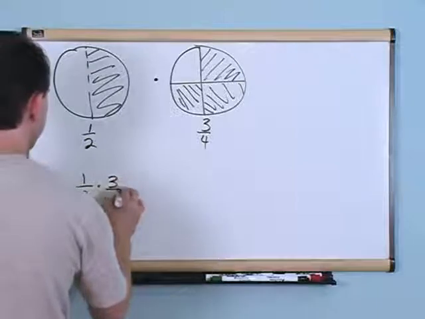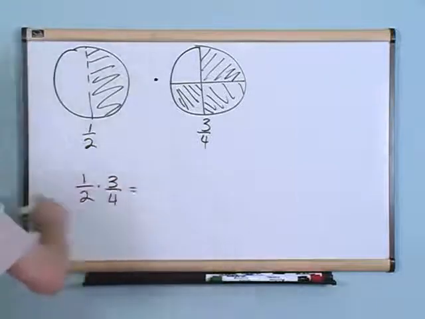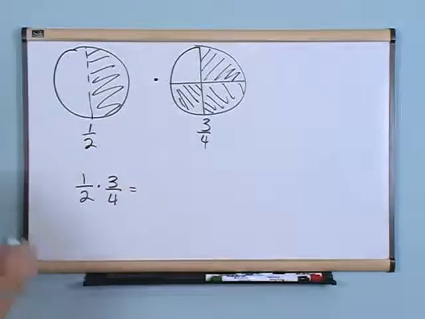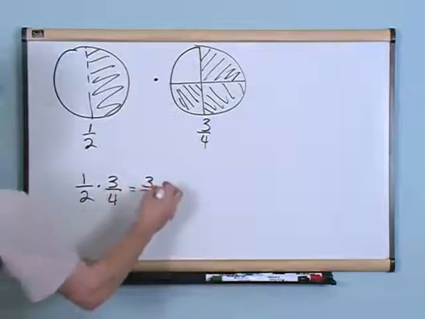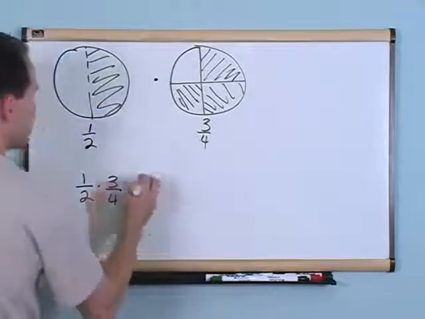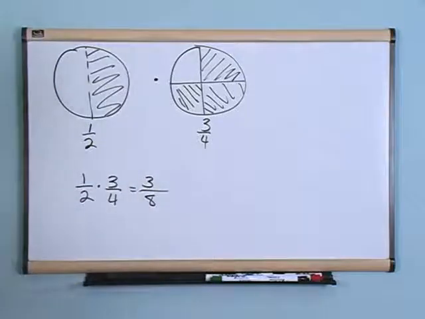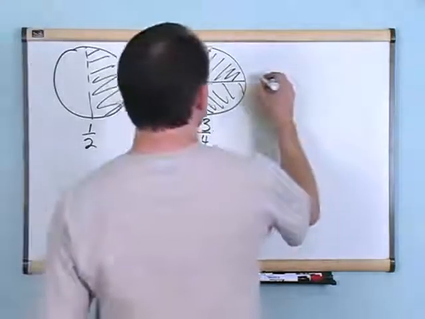1/2 times 3/4. Remember, it doesn't matter if the bottom number or the top number is the same. It's real easy. 1 times 3 gives me 3, and then that's on the top, and then 2 times 4 gives you 8. So the answer is going to be 3/8. Really simple. Okay? Really simple.